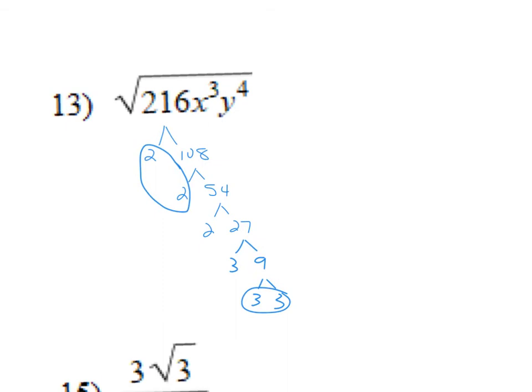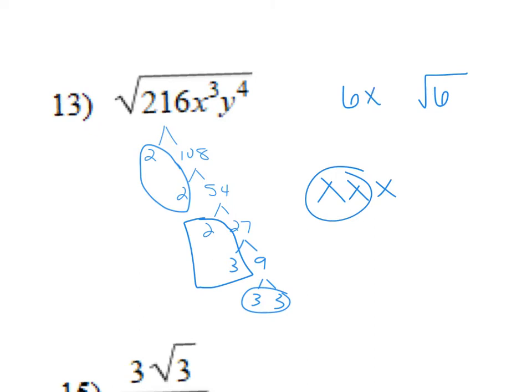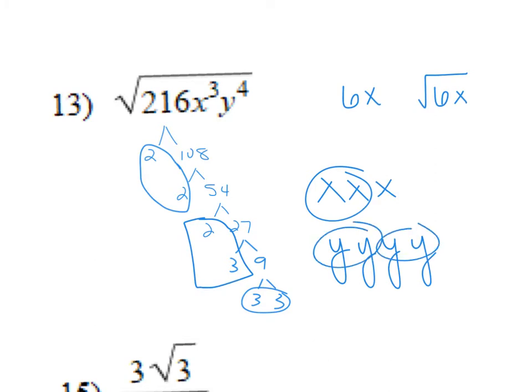I got a 2 and a 3 that will pair up and move out. So I'm going to have a 6 on the outside. Now this 2 and 3 didn't have any buddies, so it's going to be a 6 on the inside. X to the third is 3 x's, so 2 of them pair up and move out with 1 x left over on the inside. And then my y to the fourth, I'm going to have 2 pairs on the outside. And that's going to be my final answer.